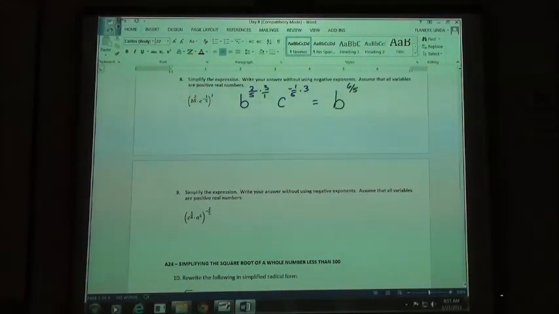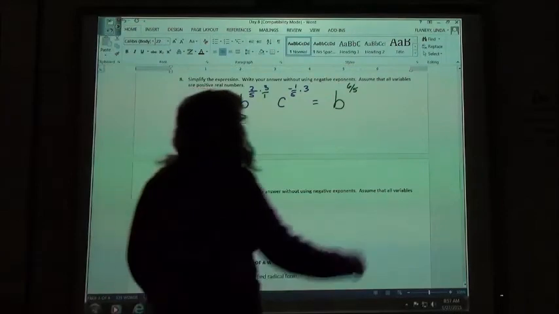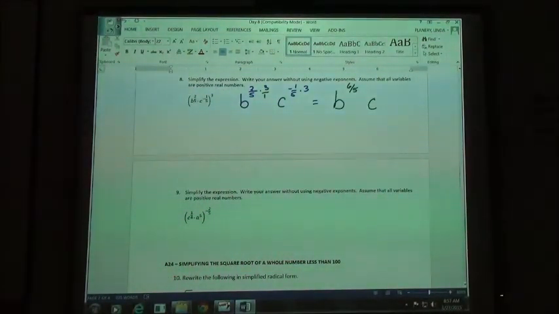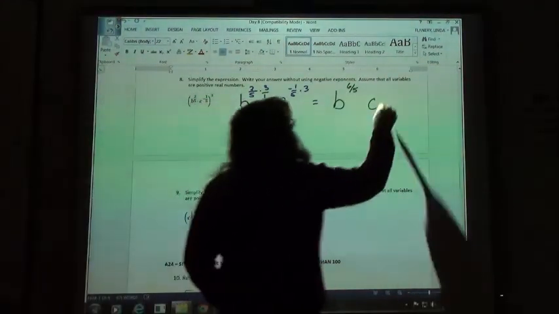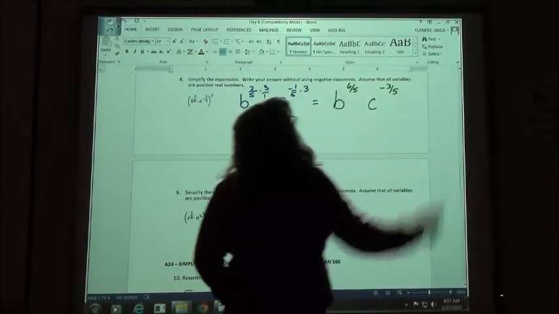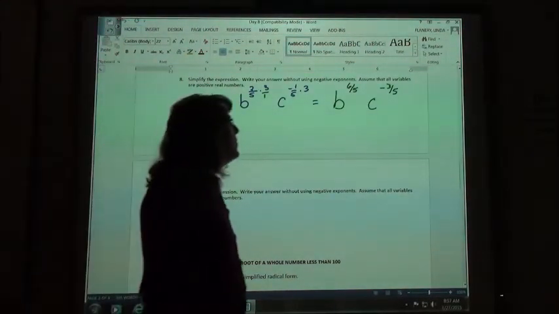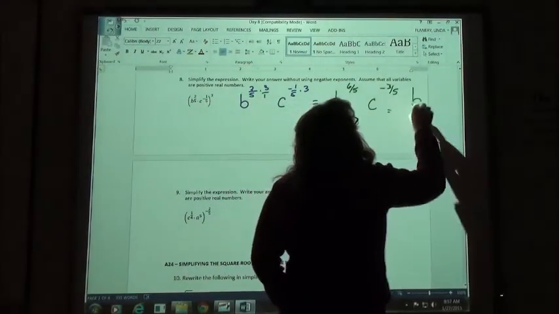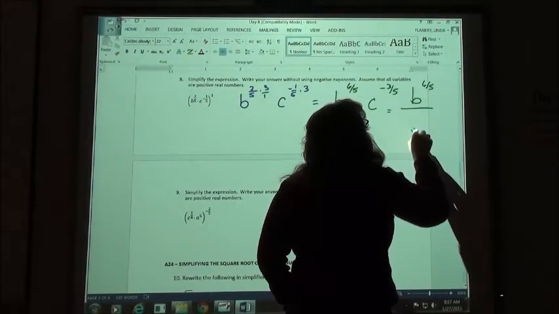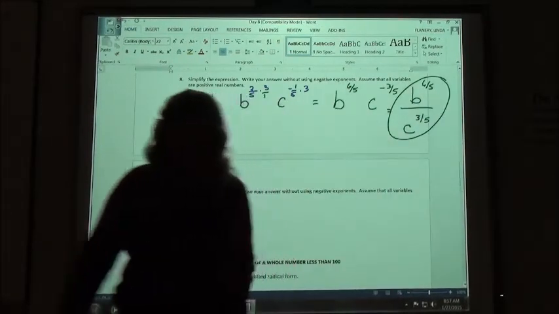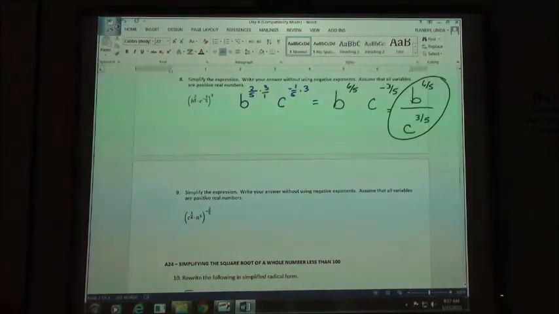What is negative 1/5 times 3? Because we got to do c to the negative 1/5 times 3. Negative 3/5, right? Oh, I've got that one that has the negative exponent. I don't want a negative exponent, so what am I going to do? You are just going to write it as b to the 6/5 over c to the 3/5. Exactly. I'm just going to put it down on the bottom to make my exponent positive.